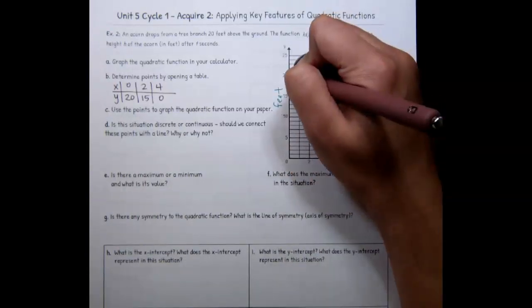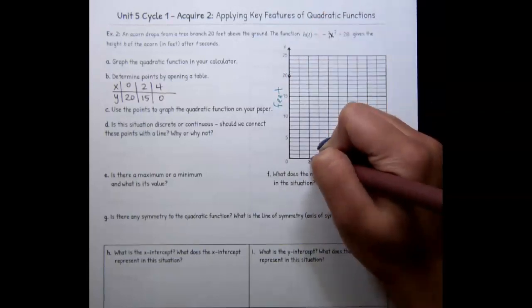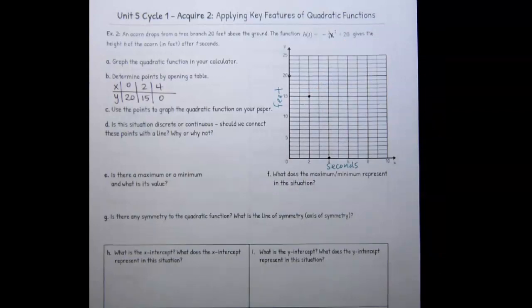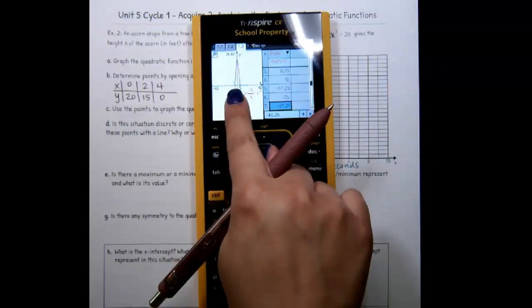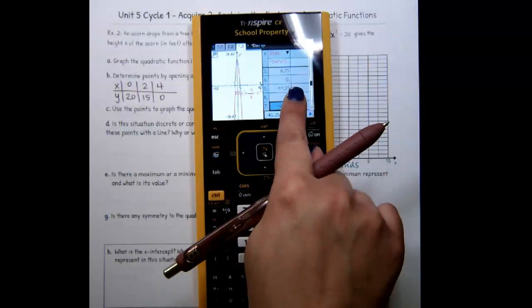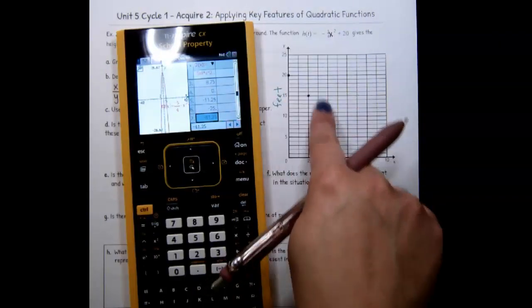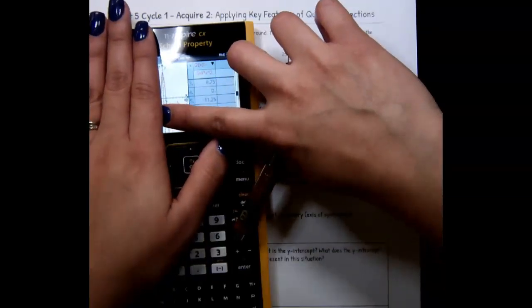0, 20. I have 2, 15. And I have 4, 0. Now, here the parabola looks a little different, right? It got a little squished because of the table. We know that there's another half to the parabola, but we're only seeing half of it because we're only looking at that top square of the graph.